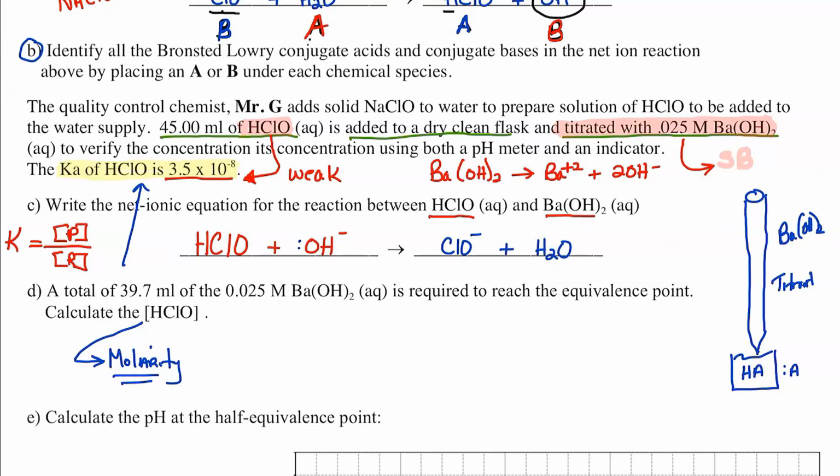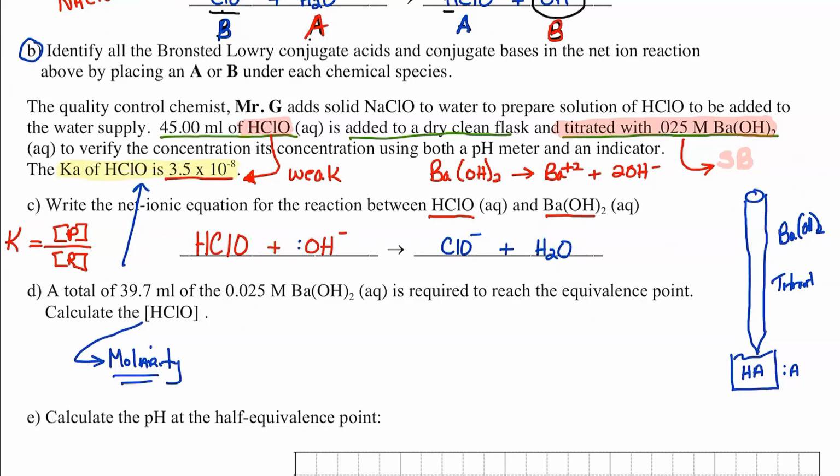If you've got that set up in your head, these problems, and I really encourage you to understand that the lab portion of this acid-base unit is as important as the problems. If you can connect to the lab, you really understand this. So a total of 39.7 milliliters of 0.025 molar barium hydroxide is required to reach the equivalence point.